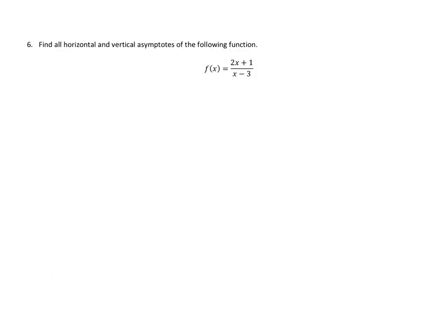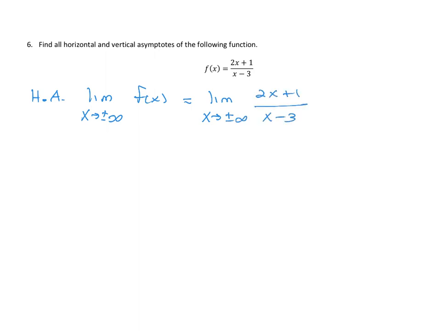Let's find all horizontal and vertical asymptotes of this function. To start with, if we're looking for the horizontal asymptotes, that is the limit as x approaches infinity of the function. If this thing levels off to a number, either if you're going to positive or negative infinity, that number is a horizontal asymptote. So this is the limit as x approaches either positive or negative infinity of 2x plus 1 over x minus 3.